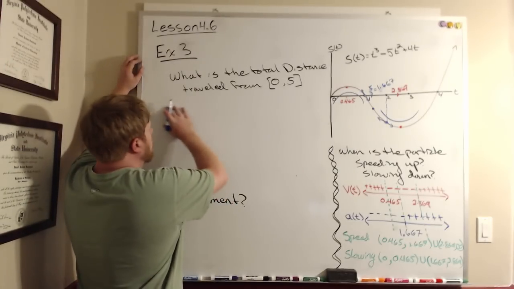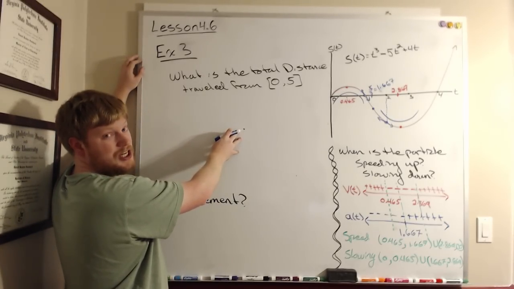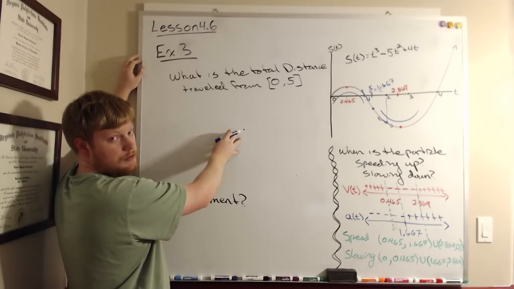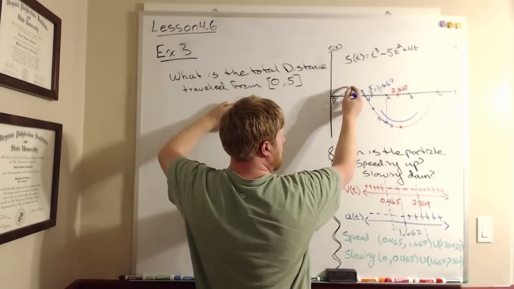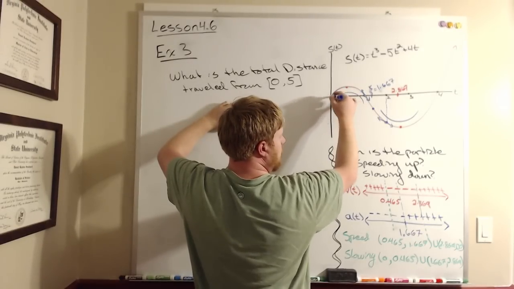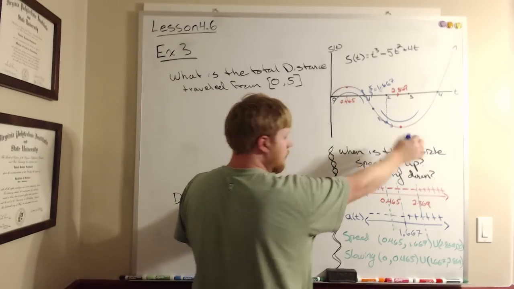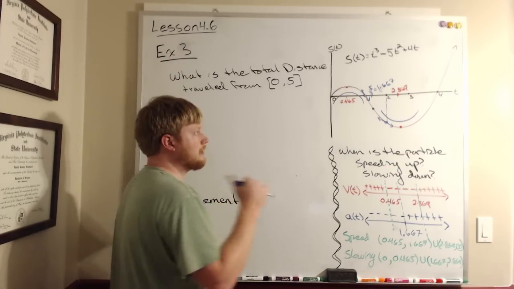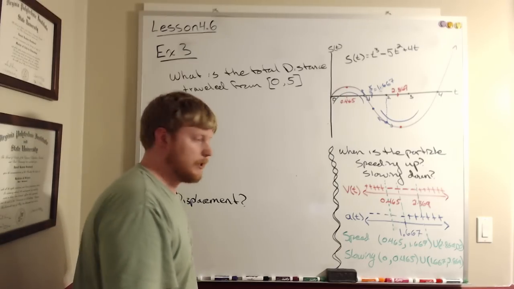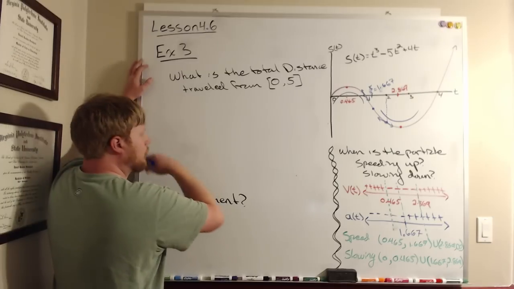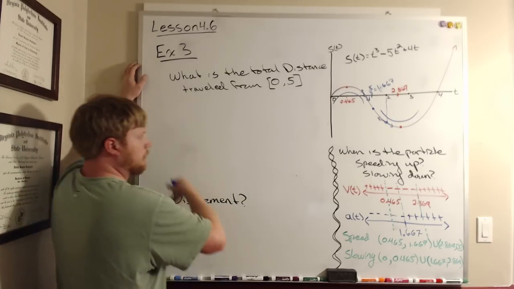So I need to take into account when the velocity changes. I need to take into account that here I'm gaining ground, and that from here to here I'm losing ground, but I don't want to subtract that. I want to add it. Okay? So in order to do that, we're going to take the absolute value of the difference of all of these little intervals here.